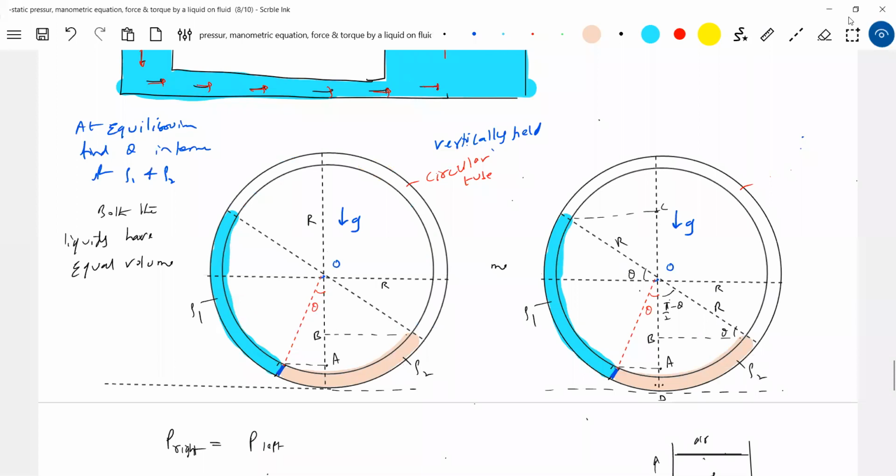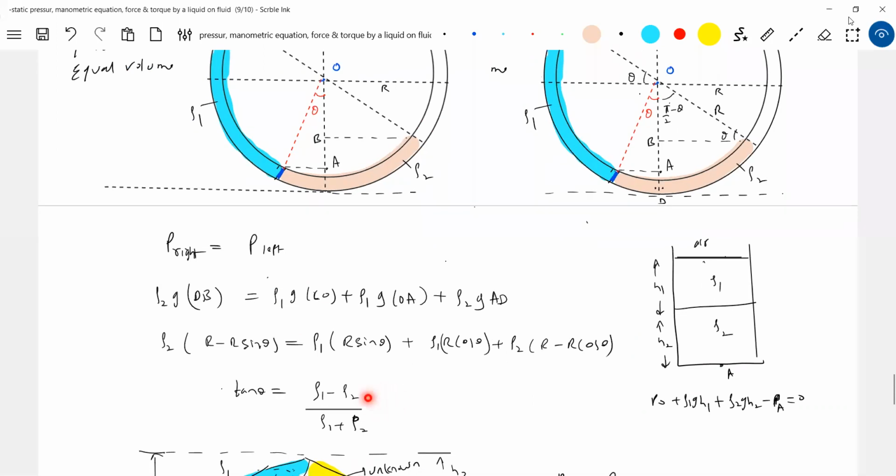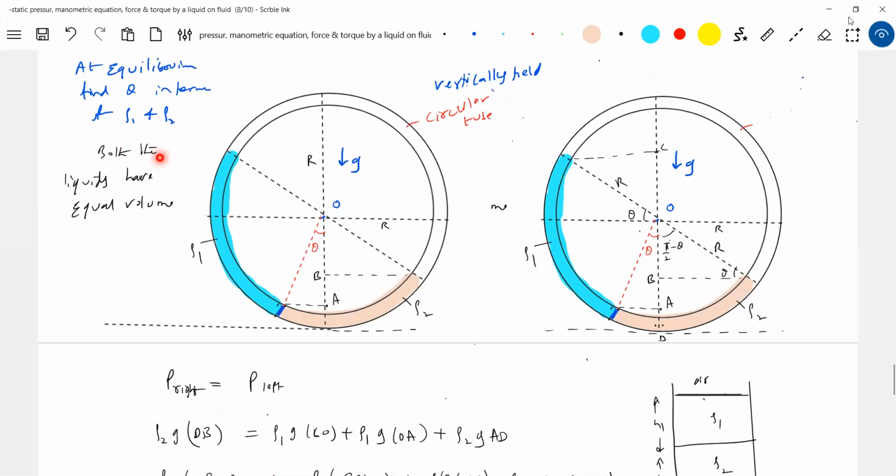So they may test you in more than one option. If the bore of this vertical circular tube is non-uniform still, will this be justified? Yes, the answer is independent of the bore of that particular thing, provided both the liquids have equal volume. The condition should be satisfied.